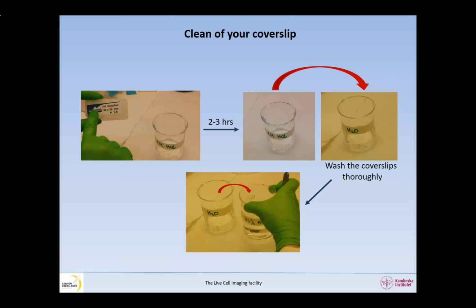In our facility, we clean our cover slips using hydrochloric acid. I prepare a 1 molar hydrochloric acid solution in a glass beaker in a laminar flow hood. I put the cover slips, which are number 1.5, in that solution, and I leave them in that solution for a couple of hours. After that, I transfer the cover slips into a beaker containing water, and I wash the cover slips thoroughly.